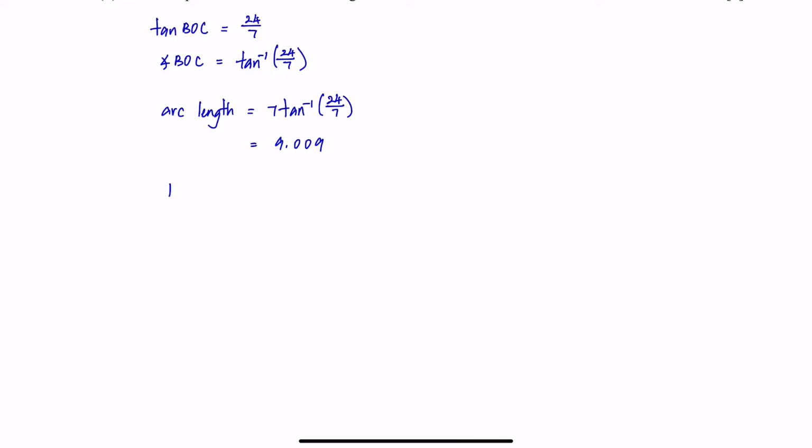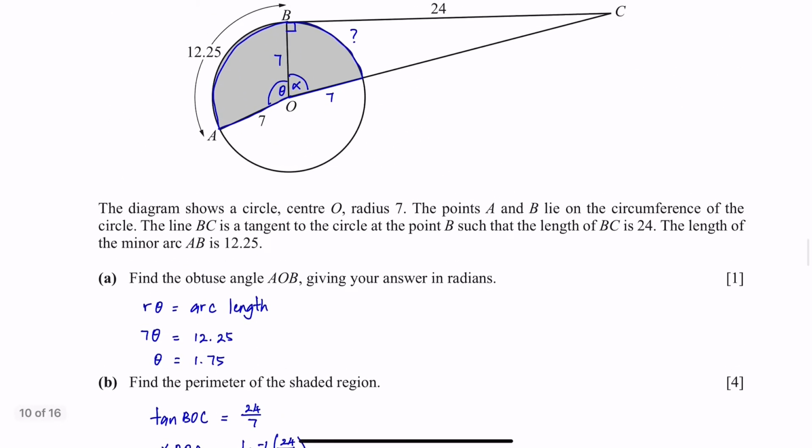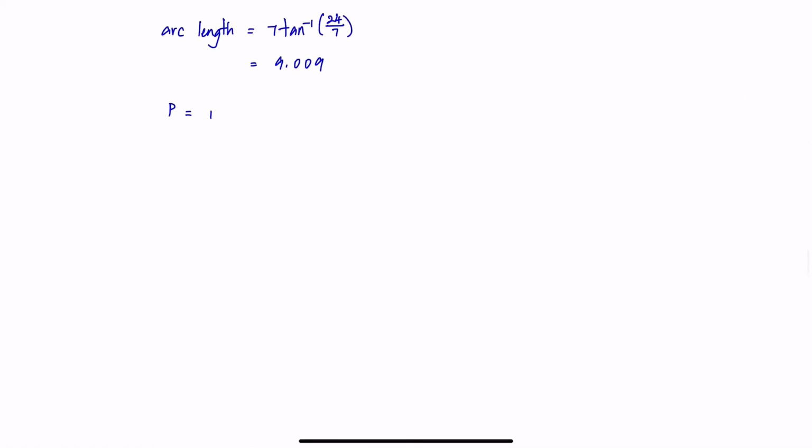So the perimeter would be 12.25 plus 9.009 plus 7 plus 7. So 12.25 plus 9.009 plus 7 plus 7. And correct to 3SF, we would get 35.3 meters.